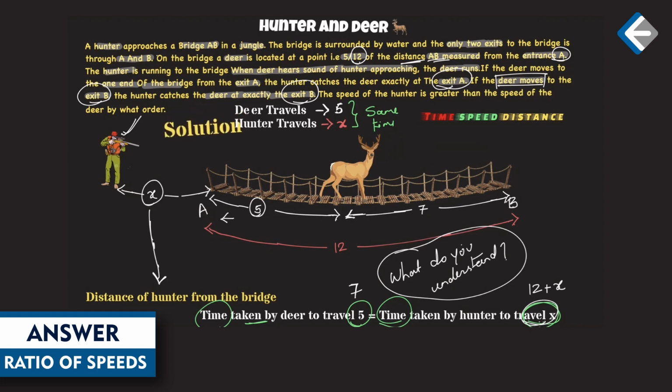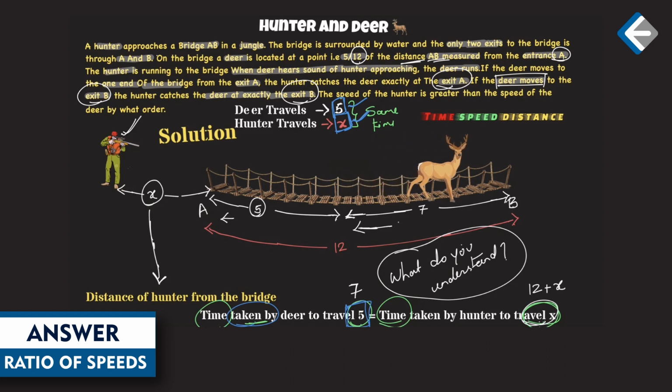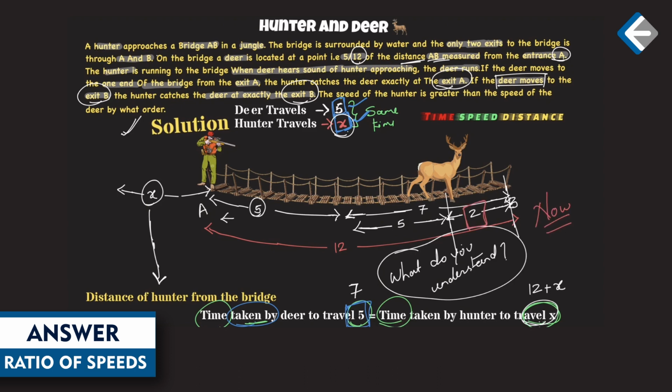Now let's see how we come to the solution from these two situations. What do we know? When the deer travels 5, the hunter travels x. Let's make the deer travel 5 in the opposite direction. So when the deer travels 5 towards the exit B, the remaining is 2, because the total distance the deer has to travel is 7. When the deer travels 5, the hunter travels x and will be standing at the exit A. That is the scenario that is given.